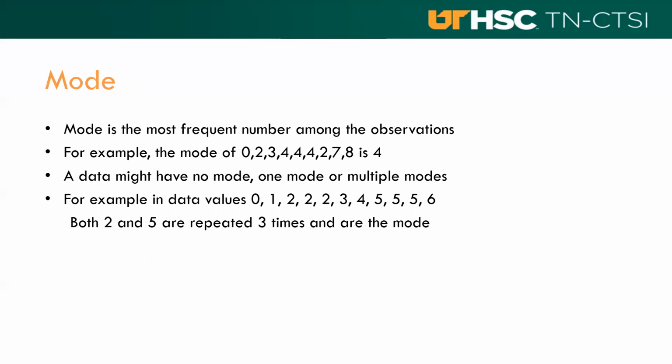The mode is not commonly reported or used. It is the most frequent number among the observations. For example, the mode of 0, 2, 3, 4, 4, 4, 2, 7, 8 is 4. The data might have no mode, that means no number is repeated. It might have one mode, like in this case, we have 4 as the mode, or the data might have multiple modes, or multiple equally repeated data points. So in the second data, 0, 1, 2, 2, 2, 3, 4, 5, 5, 5, 6, both 2 and 5 are repeated 3 times, and they are the modes.